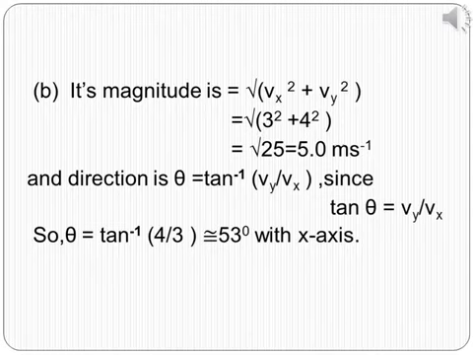And what should be its direction, which is obtained by tan theta is equal to vy by vx. Then theta is equal to tan inverse of vy by vx. So theta is equal to tan inverse 4 by 3, which is approximately equal to 53 degrees with x-axis. You can get the values of inverse functions of sine, cos and tan from the class table.